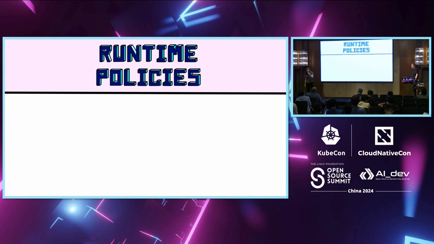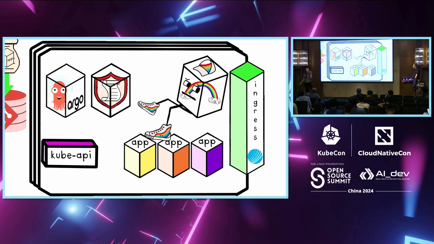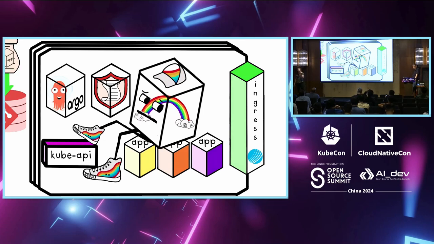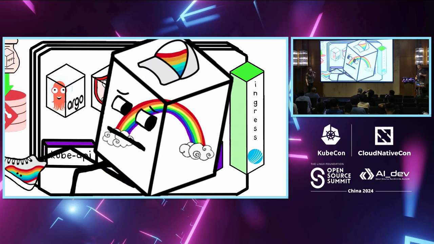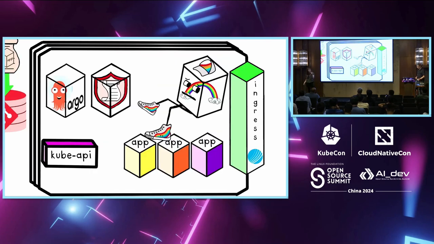So let's talk about runtime policy. For runtime policy, we're going to evaluate Falco and KubeArmor. So why do we need runtime policy? Well, do you completely trust every application that's running in your cluster? Do you trust your internal apps? Do you trust your third-party apps? Do you trust every single dependency? Do you trust every single process that's running in your cluster? What if one process is misbehaving? Can you catch it? You could if you have runtime security.